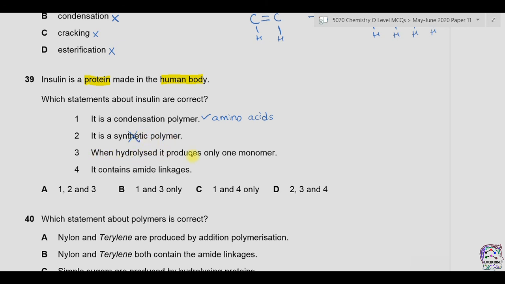3. When hydrolyzed, it produces only one monomer. As protein is made up of more than one amino acid, one monomer is not formed. Actually, many monomers are formed. 4. It contains amide linkages. In amino acid polymerization, this type of linkage is present, RC double bond O NH. We have carbon double bonded with oxygen and nitrogen single bonded with hydrogen and also with another alkyl group. So therefore this is correct. So options 1 and 4 are correct, so therefore it is C.